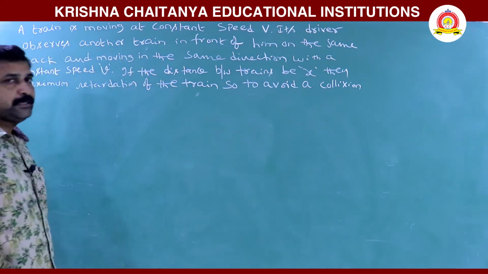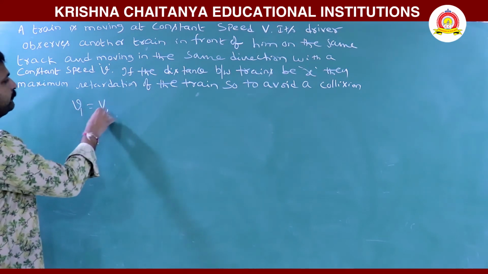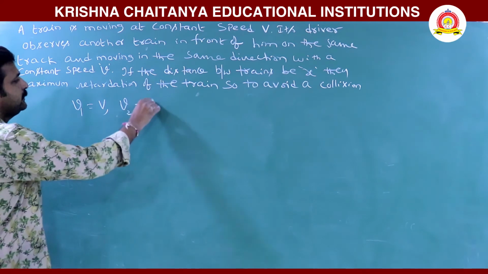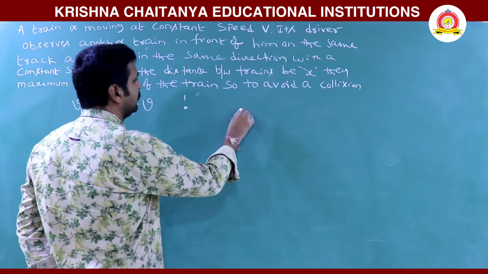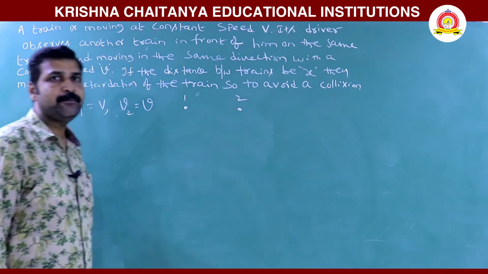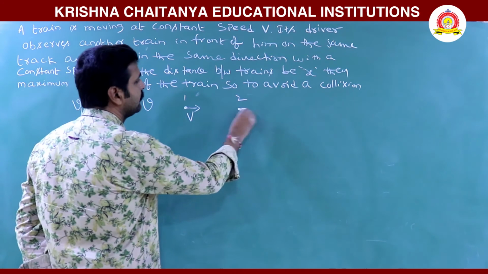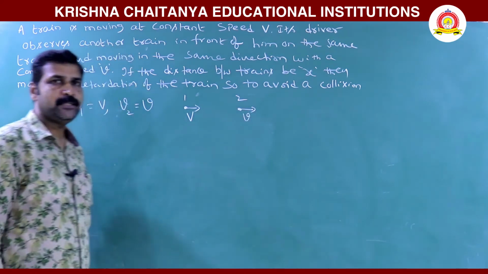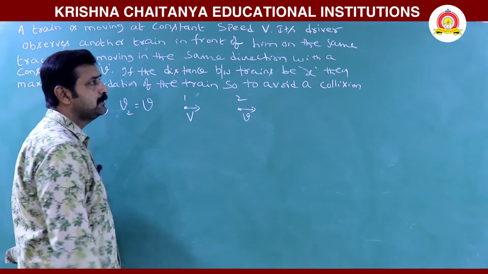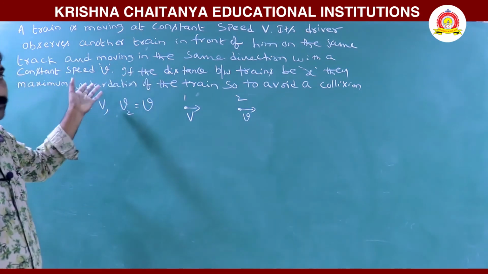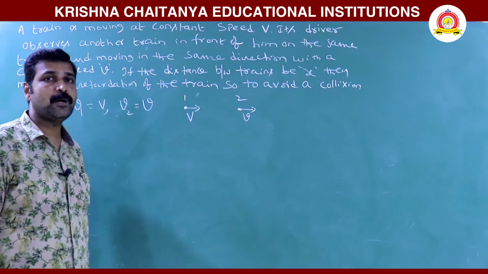So here the first train is moving with speed V, and the second train has speed small v. Here this is train 1, this is train 2 on the same track. This was moving with a speed capital V, this was moving with a speed small v. Here capital V is greater than small v. Where was it given? Nowhere it was given. Then how can you take capital V greater than small v?